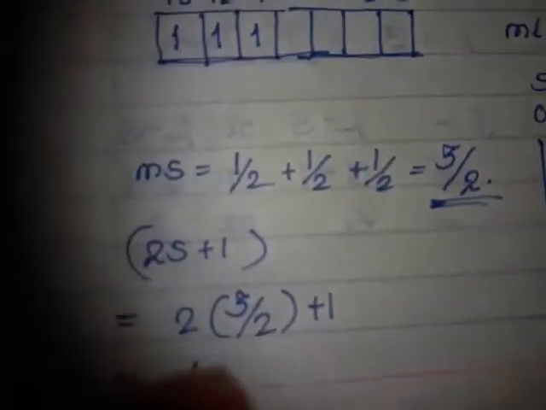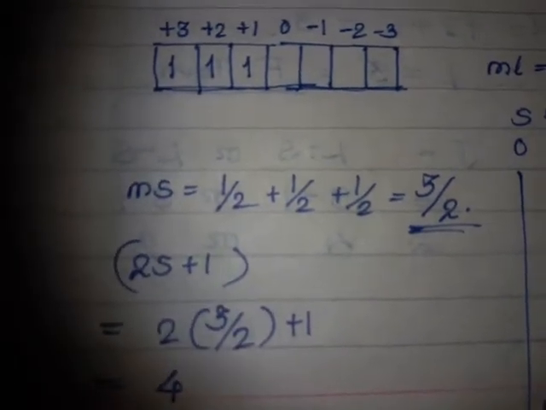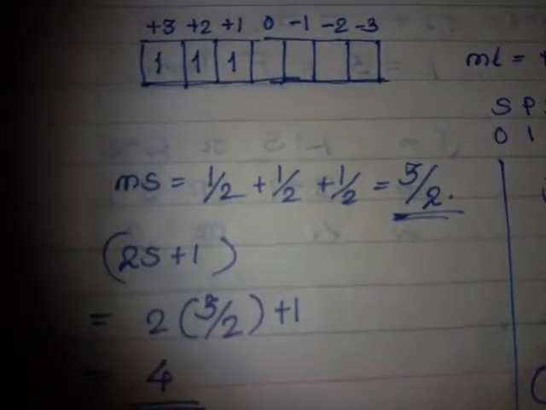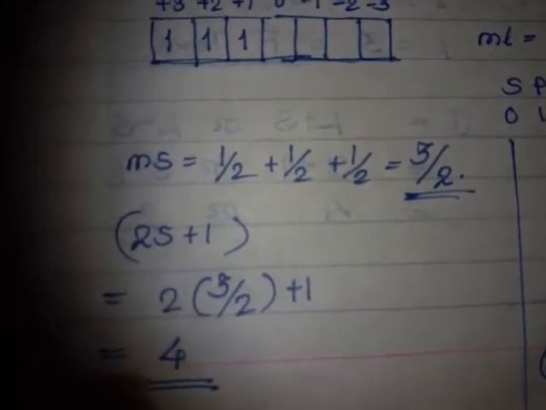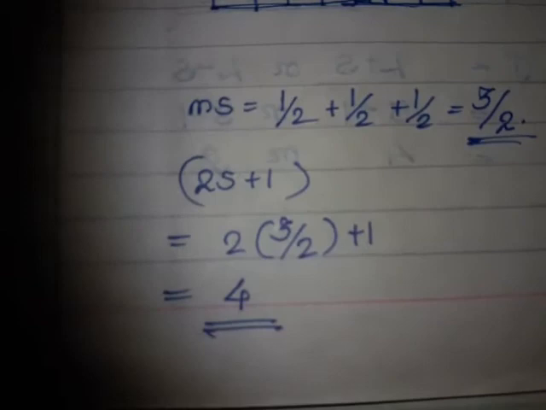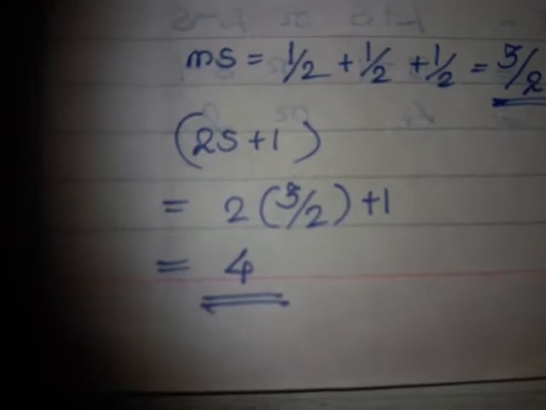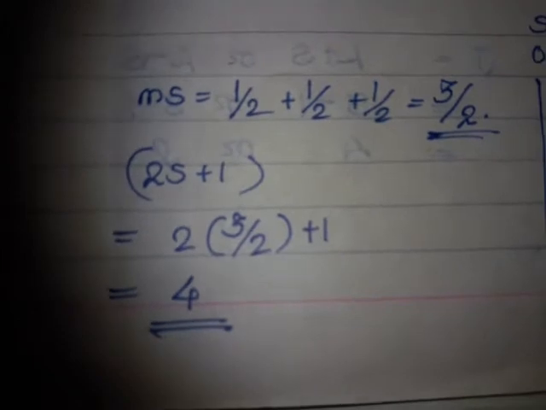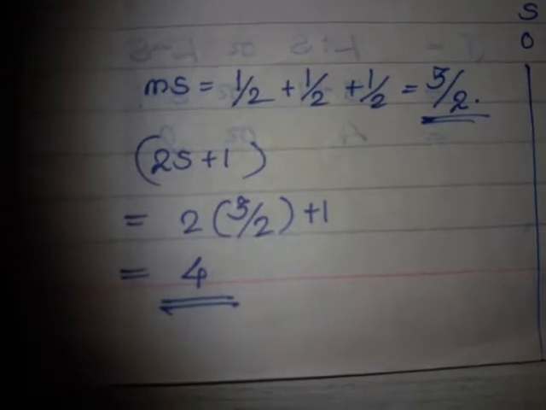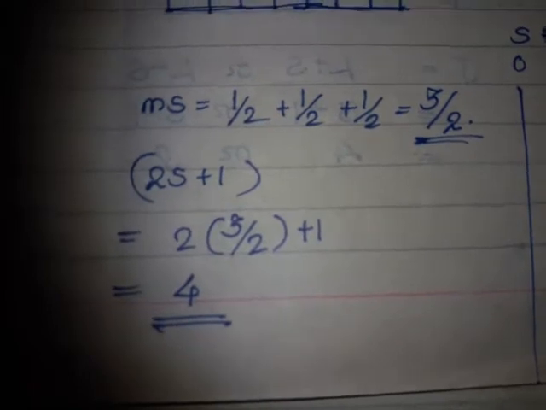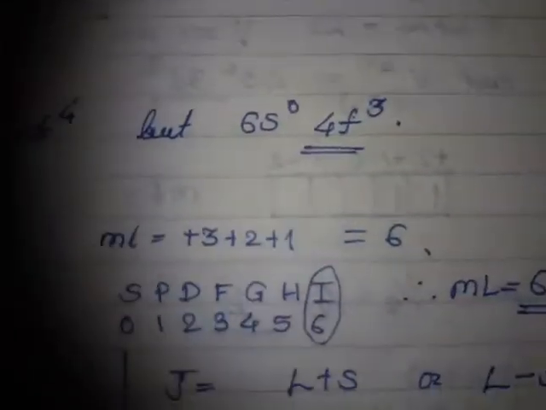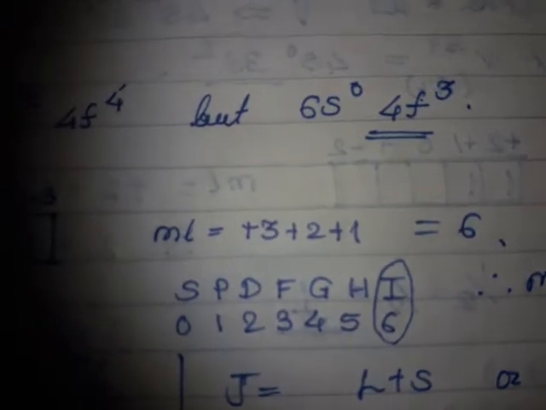Now ms: there are 3 unpaired electrons, +1/2 +1/2 +1/2, so S is equal to 3/2. Now what is the spin multiplicity? We can use the formula 2S+1. So if S is equal to 3/2, put that value into the formula: 2 times 3/2 plus 1 is equal to 4. So the spin multiplicity is 4, and L is equal to 6, so the term is I.